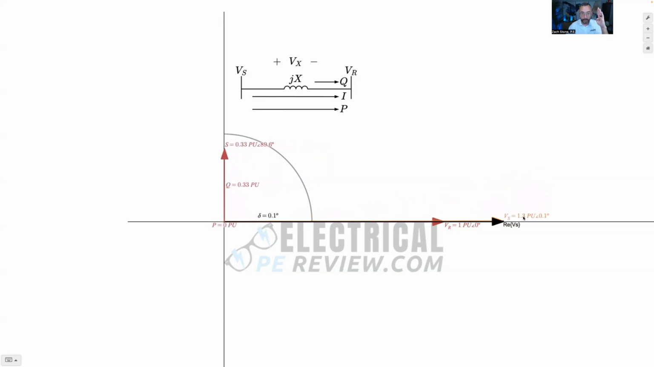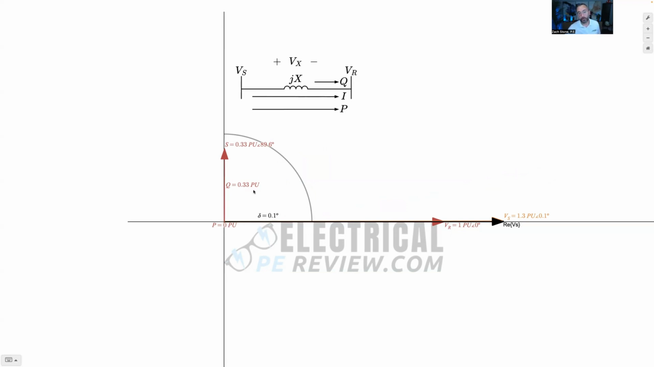What condition do I have right here? Do you see P is 0? Who remembers what's the requirement for the real power transfer to equal 0? What's the requirement? Yeah, no delta, said Sam. Delta equals 0. Sine of 0 is 0. Here's our delta. I'm pretty close to 0, 0.1, right?